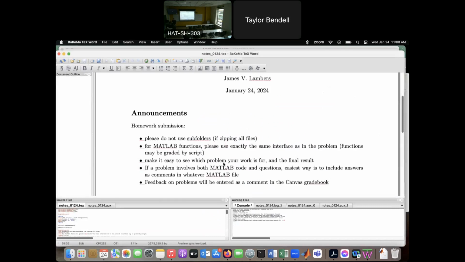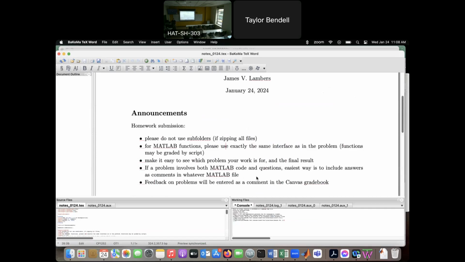Especially for problems that are on paper or where you're using a MATLAB diary, make it easy to identify the problem that I'm looking at, and also what the final answer is. Don't make it hard to find. Some problems will involve writing MATLAB code and may have questions about that code. In that situation, the easiest thing to do is answer them in the comments in your M file, so that I can see your code and your answers all in one place.